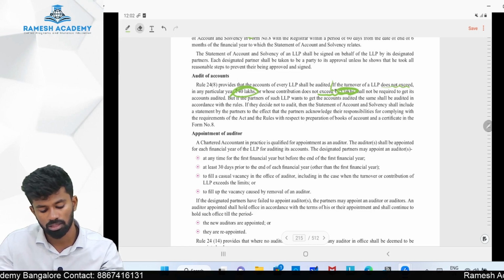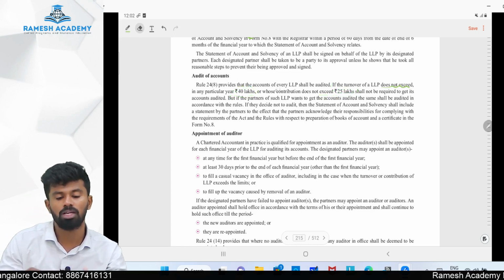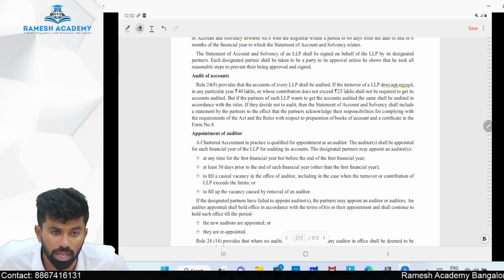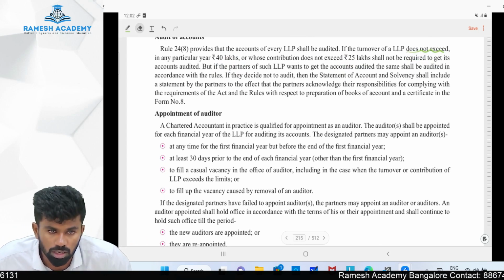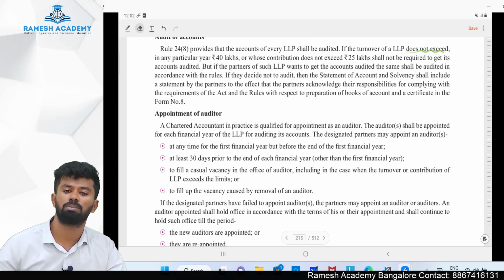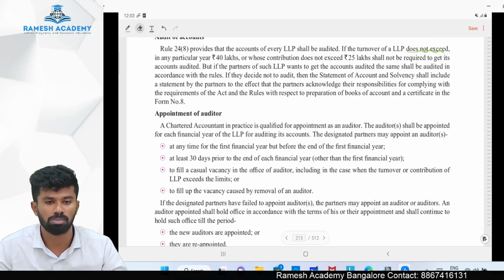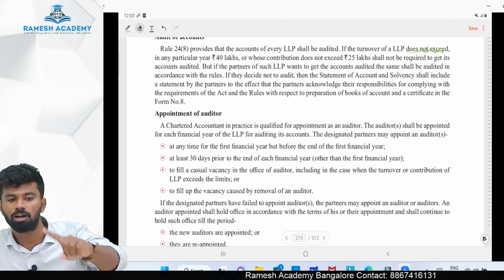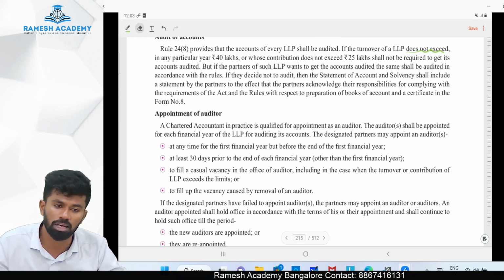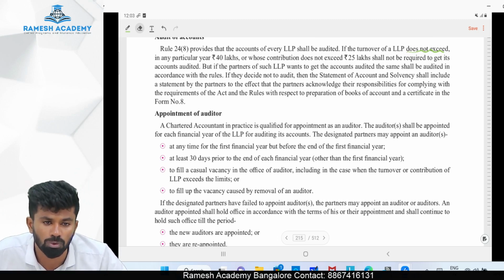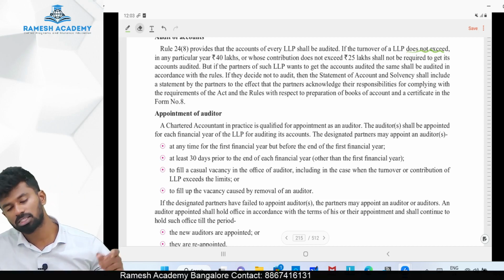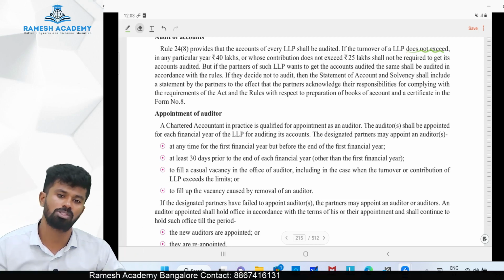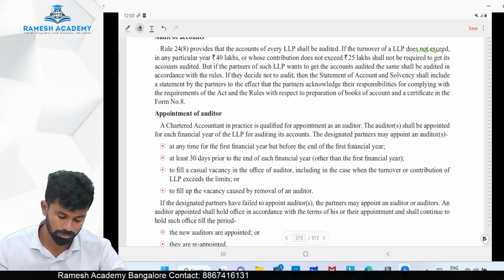So only when the contribution amount is more than 20 lakh, capital is more than 25 lakh and turnover is more than 40 lakh, what is compulsory? Auditing of accounts of LLP is compulsory, otherwise it is not compulsory. And a statement of accounts and solvency of the LLP should be filed with whom? ROC. Within how many days of end of financial year? Within 6 months from the end of financial year, plus you should add 30 days of time to it.